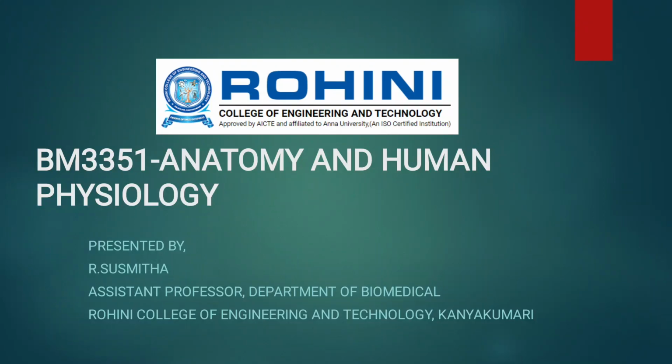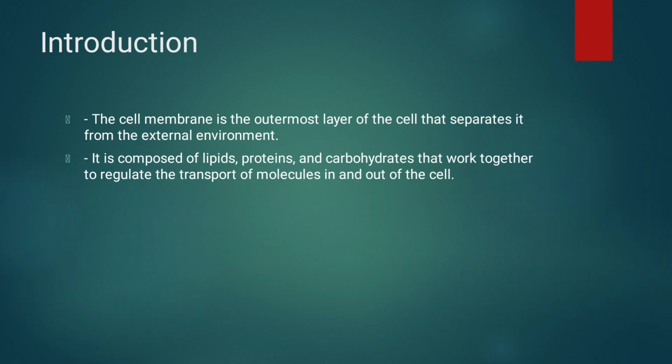I am going to present a topic on cell membrane. The cell membrane is the outermost layer of the cell. This cell membrane will separate the inner side of the cell from the external environment. This outermost layer is mainly composed of lipids, proteins, and carbohydrates. These lipids, proteins, and carbohydrates will work together to regulate the transport of molecules in and outside of the cell.